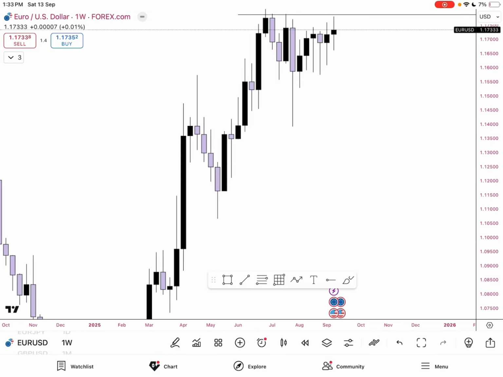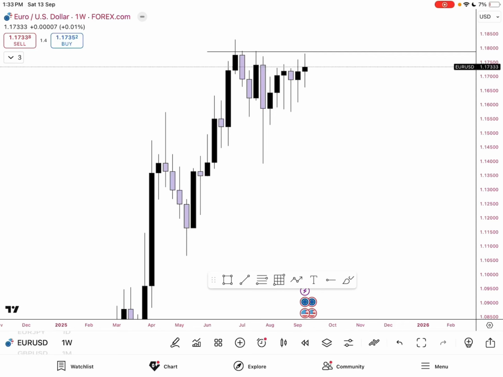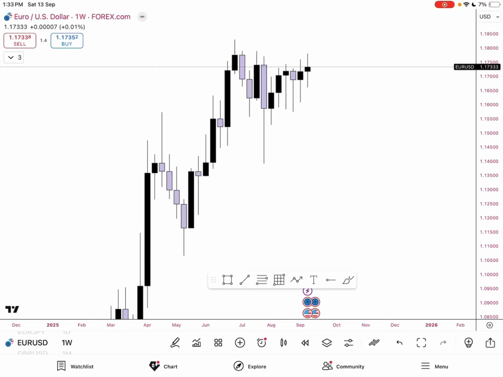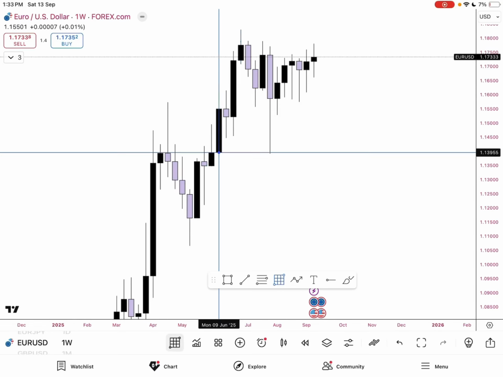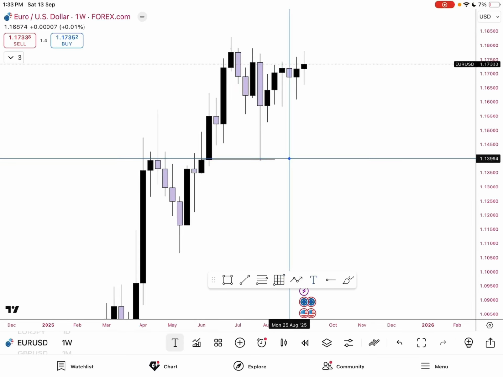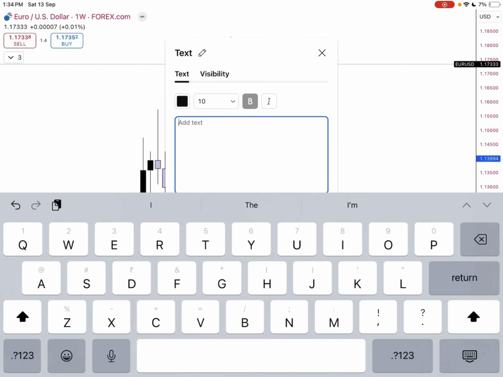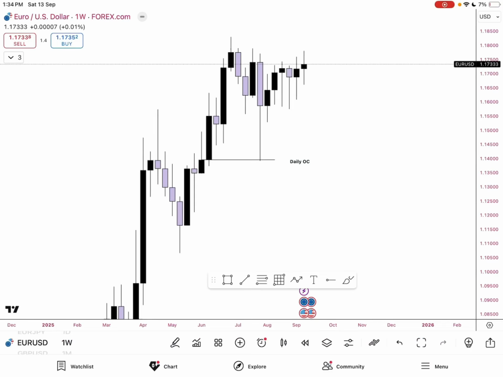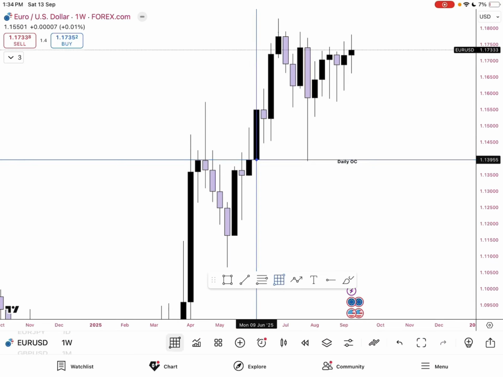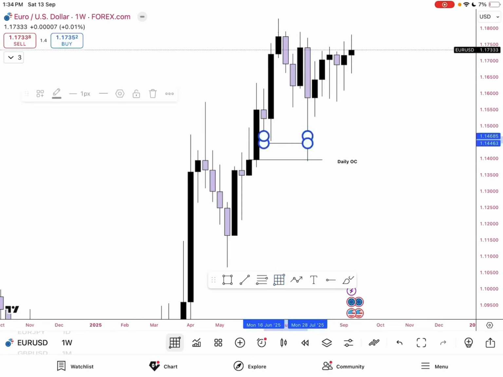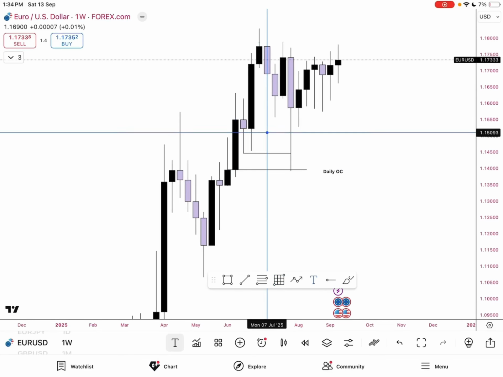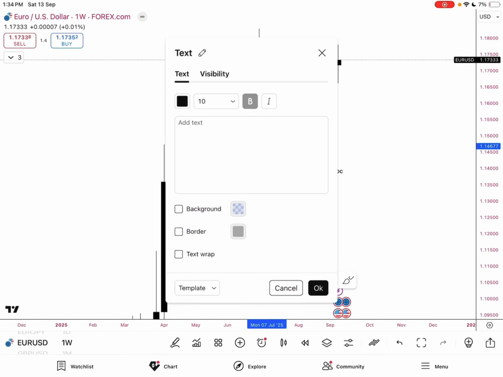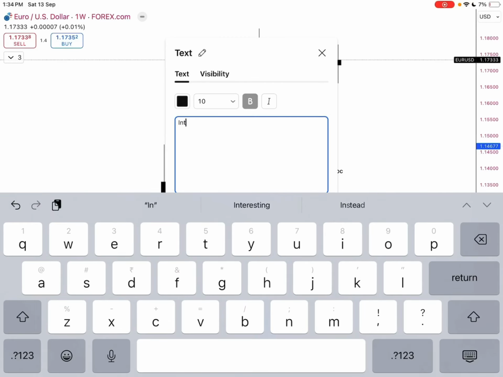So here in the weekly time frame, understand one thing: the price just took out this daily key level. This is the key level, daily open, close or gap, whatever. This is the liquidity. So what is this liquidity called? This liquidity is called internal liquidity.